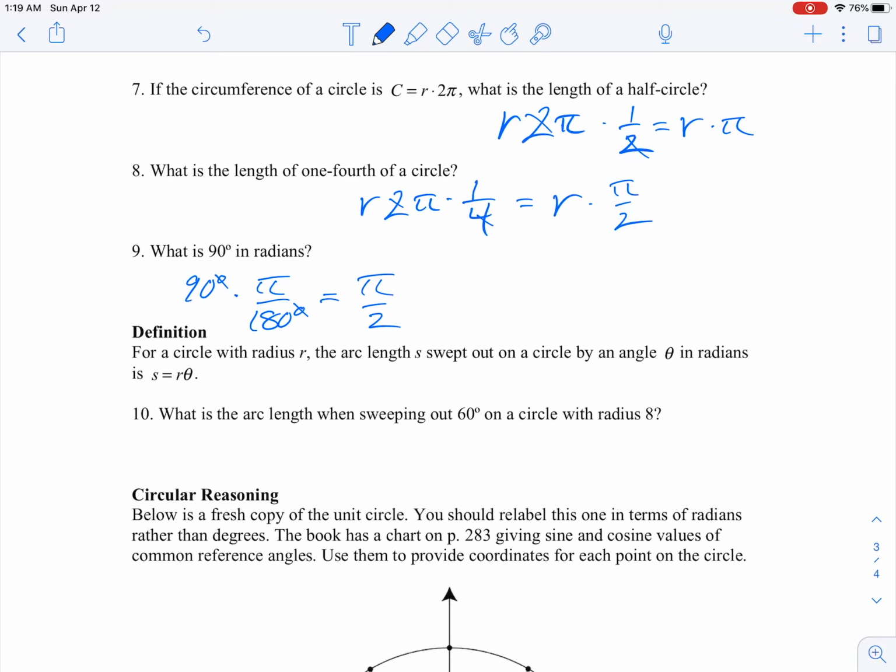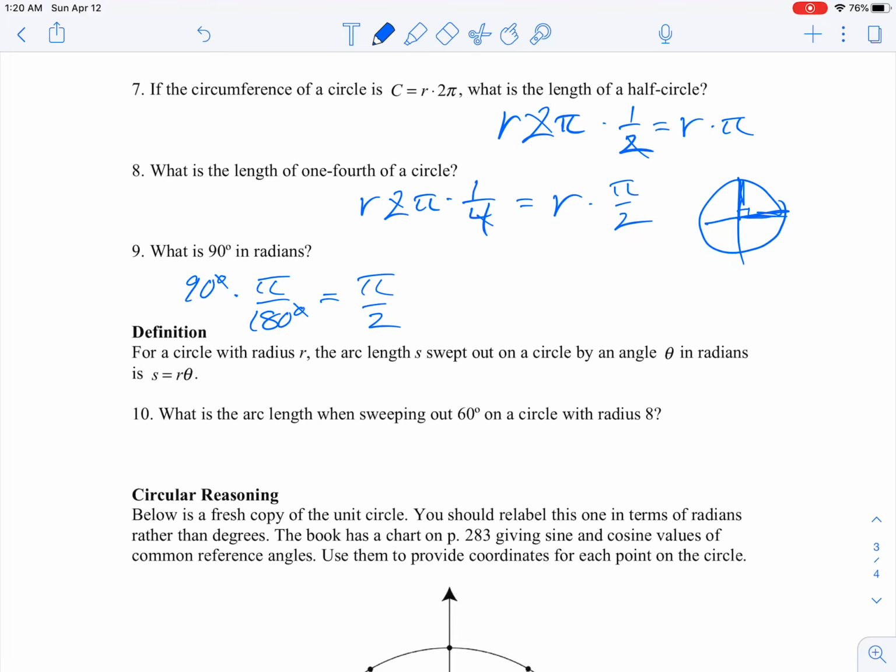Wait, okay, so that means that 90 degrees is pi over 2, and we just said that the arc length of 1/4 of a circle was r times pi over 2. It's r times that angle measure. And yeah, if we're looking at 1/4 of a circle right there, that's 90 degrees for sure. Okay, so this is the definition.